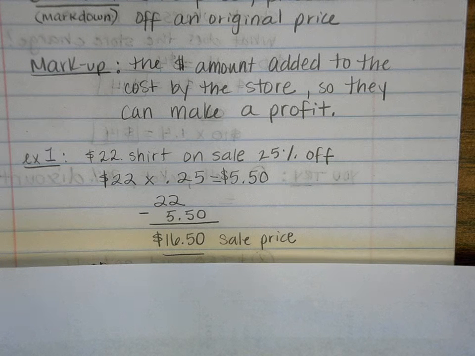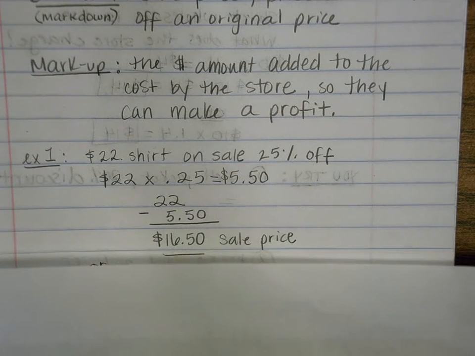Pretty easy, right? Multiply by the decimal again. We're not really changing that around. And then subtract. Yes? I thought it was 22 subtracted by 0.25. No. You have to get the dollar amount first and then subtract. So the 0.25 is the percent off, and then you get that, it's $5.50, and then subtract.